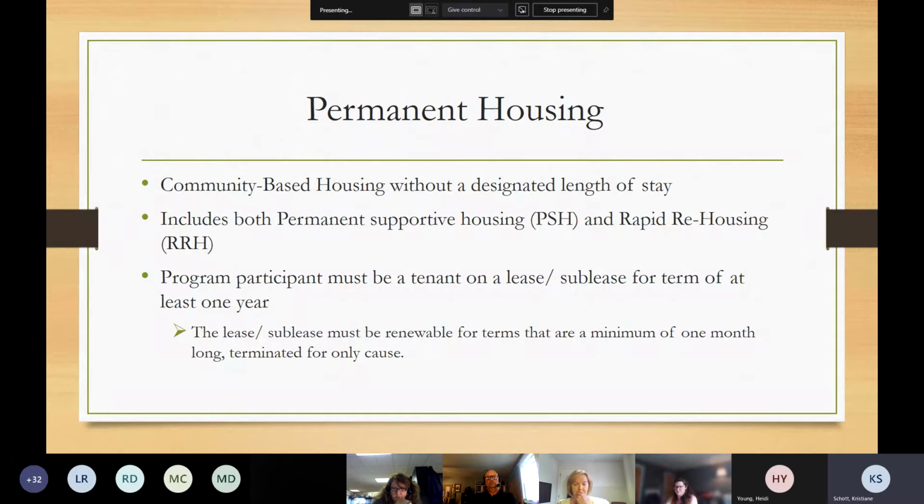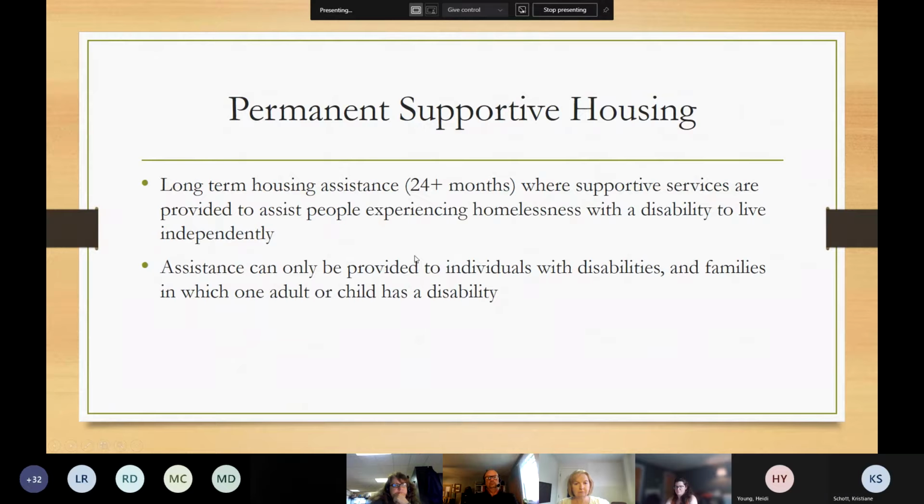The CoC program offers funding for 3 types of permanent housing. There's permanent supportive housing, rapid rehousing, and the joint transitional rapid rehousing component. First, we're going to talk about permanent supportive housing.